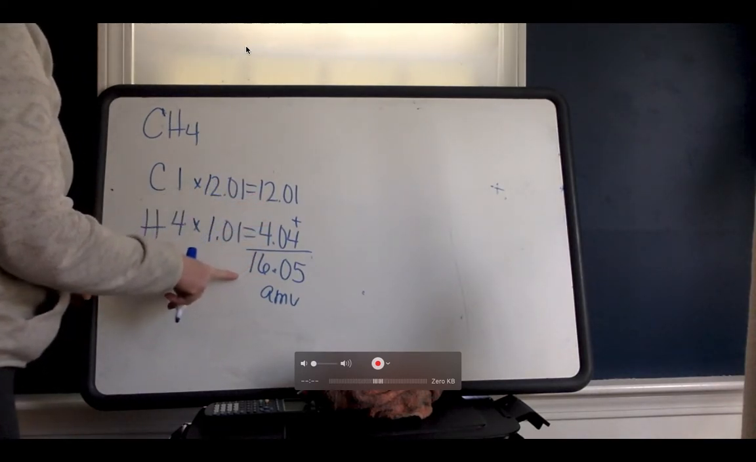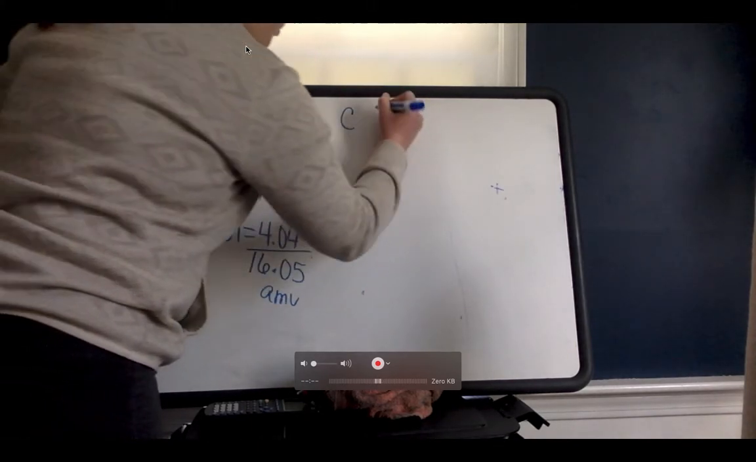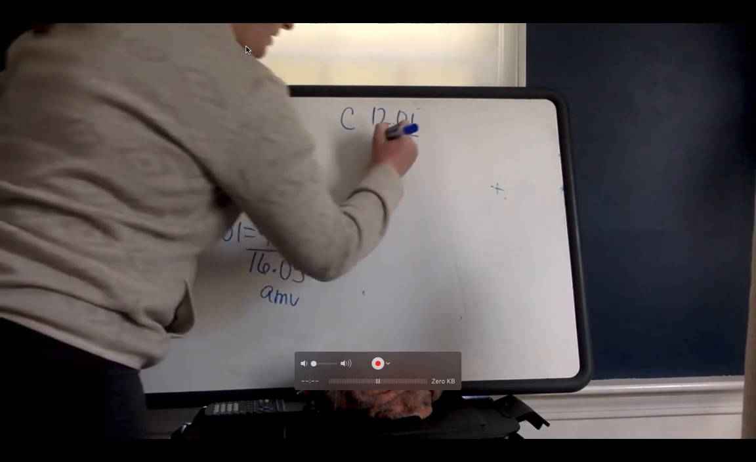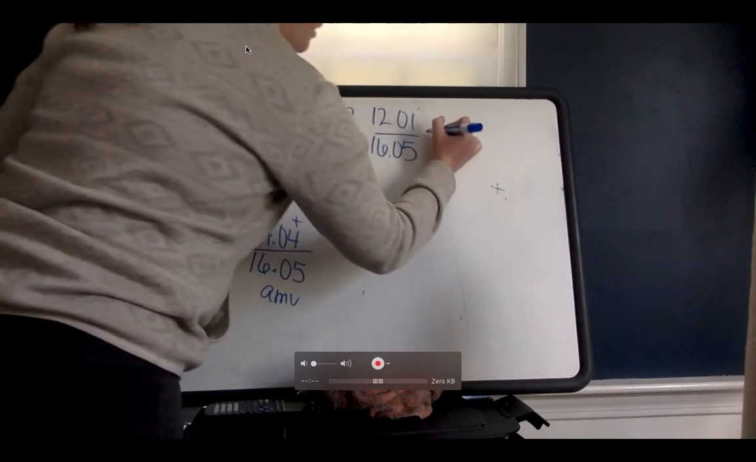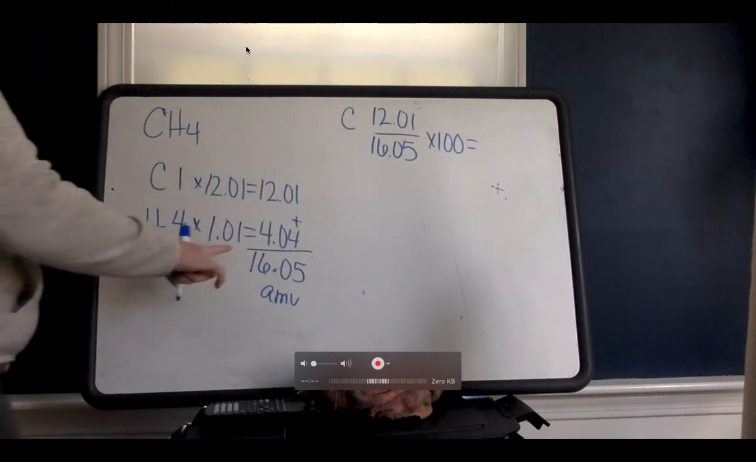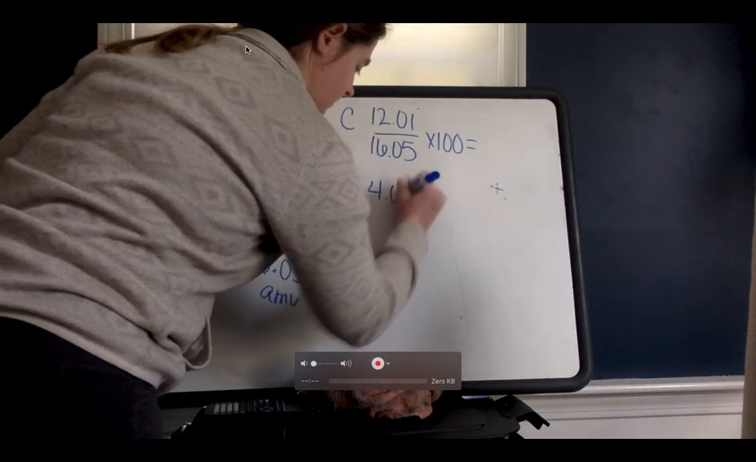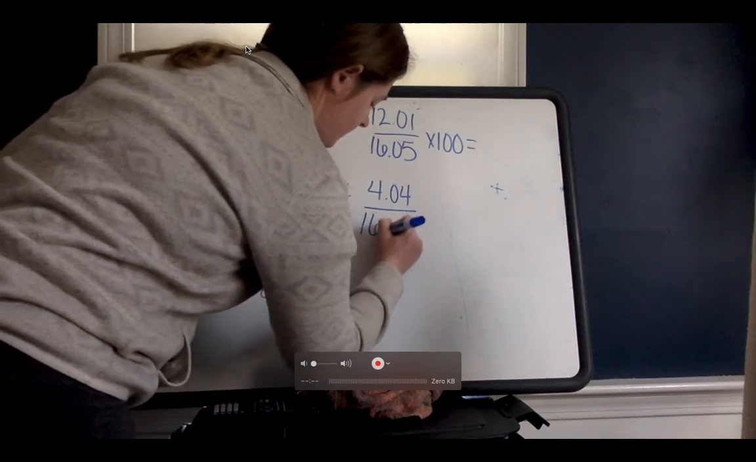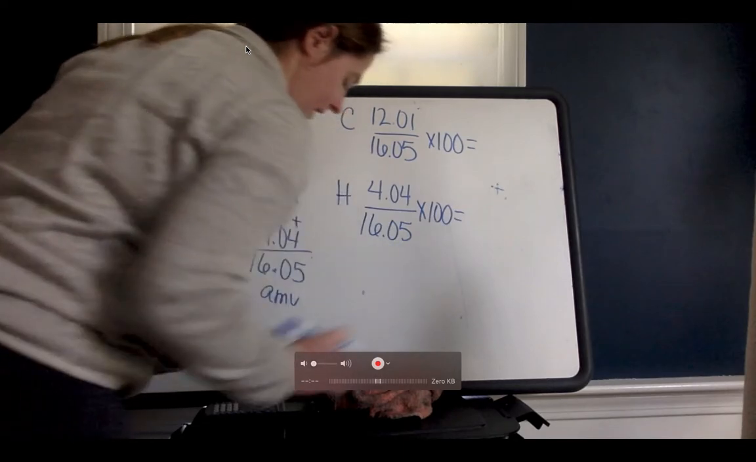Now that we have the formula weight or the molar mass, we're going to divide the individuals by the totals. So for carbon, our individual is 12.01. Our total is 16.05. And since we want a percent, we're going to multiply by 100. Our hydrogen is 4.04 as our individual. Our total is 16.05. We're going to multiply by 100 to get our percent.